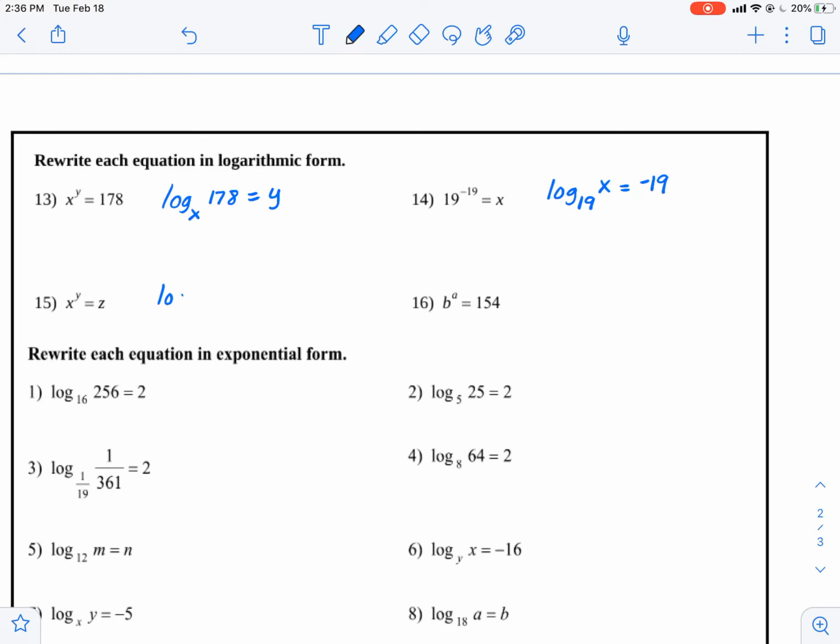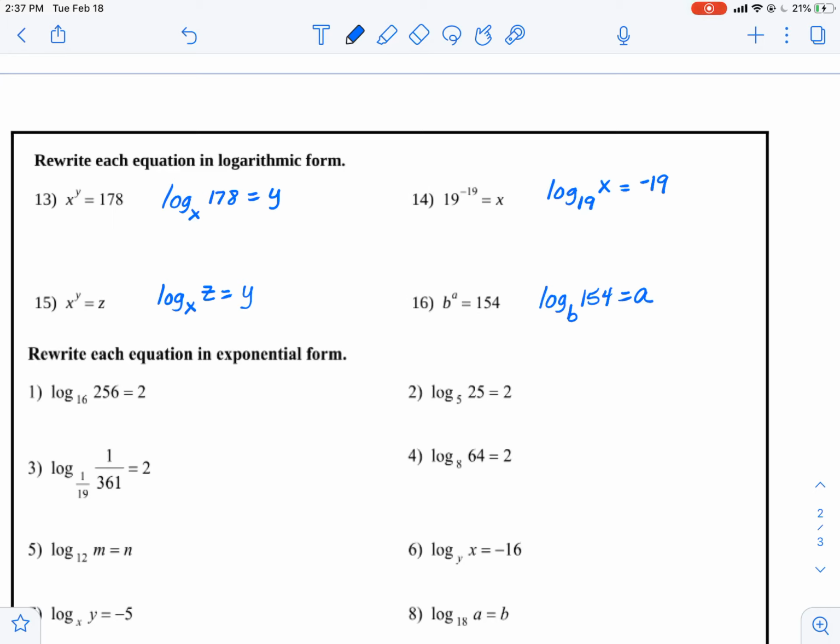Okay, so the answer would be log base x of z equals y. Now, for those of you who have the graphing calculator and you learn how to put it in with all the numbers, that's awesome. But guaranteed that when it comes to quiz and test time, you will be given just variables so that we can test whether you actually know how to do it. Next one, log base b of 154 equals a. Okay, so that's, again, rewriting. Be sure that you can rewrite equations from exponential to logarithmic form.